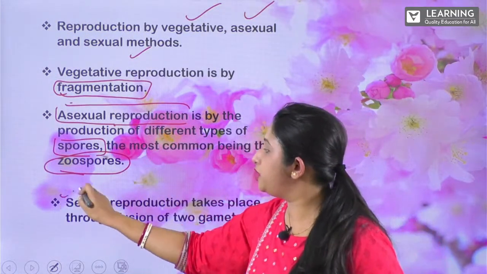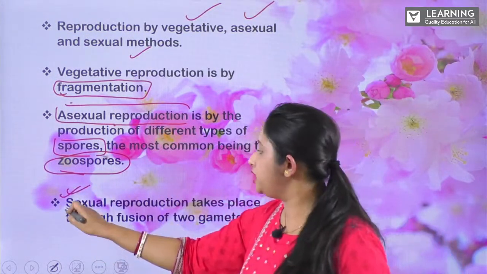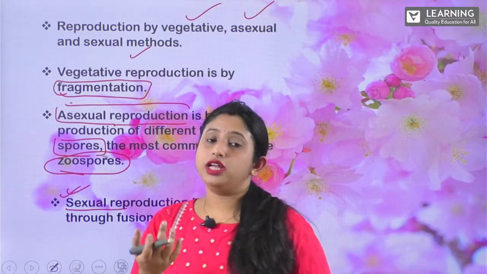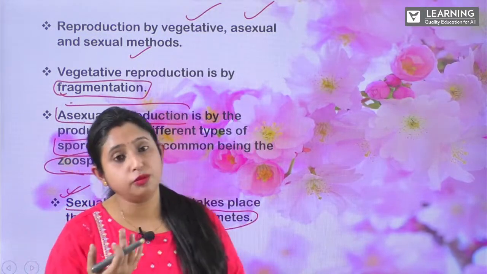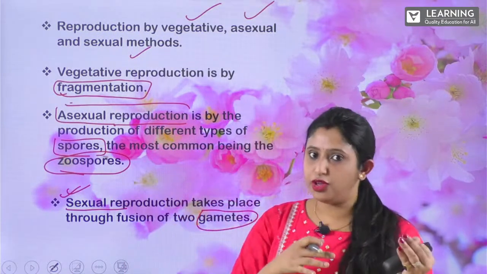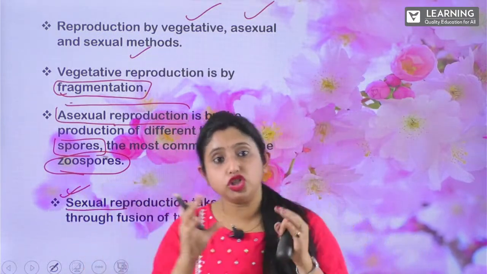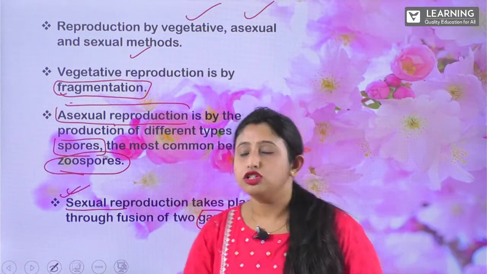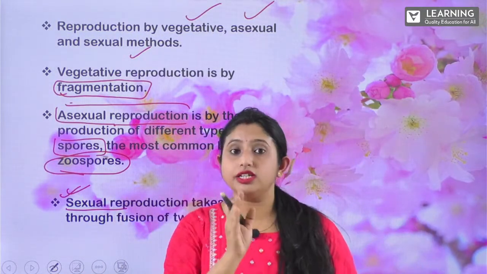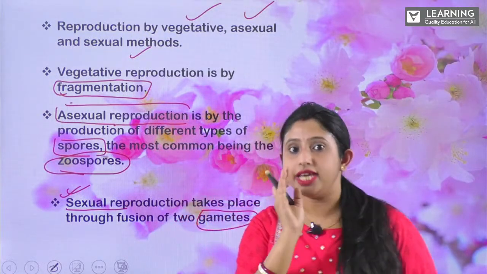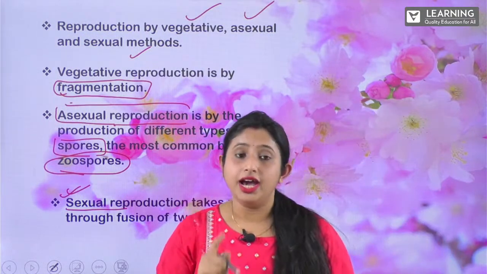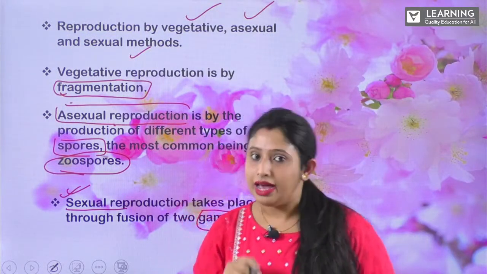And how do they reproduce sexually? Sexually they reproduce through gamete formation. Clear? So you know that in sexual reproduction there should always be a formation of gametes, one from the male partner, one from the female, isn't it? So there should be a fusion of both the gametes. So sexual reproduction takes place through fusion of gametes. So what are the three modes of reproduction? Yes, it is vegetative reproduction, asexual reproduction and sexual reproduction in case of your algae.